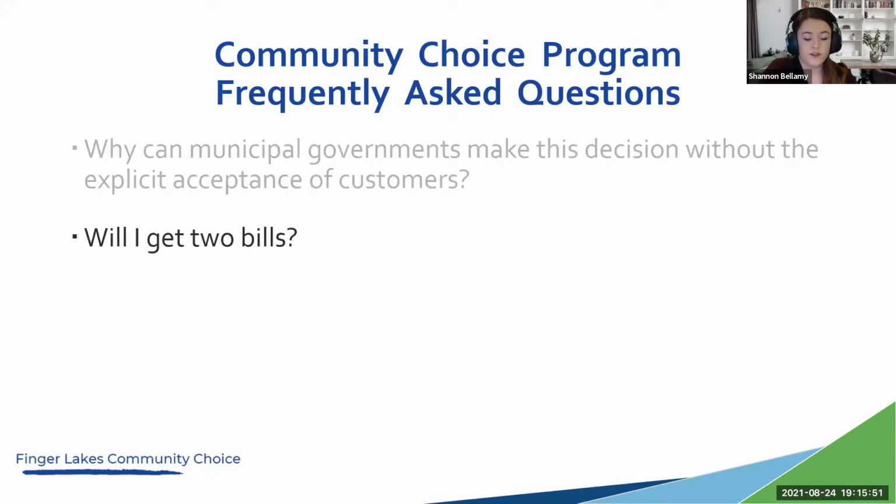Will I get two bills? No, that is the beauty of this new opt-out community solar program, that all of the bills are consolidated. You will only receive one bill, which would be your NYSEG bill.